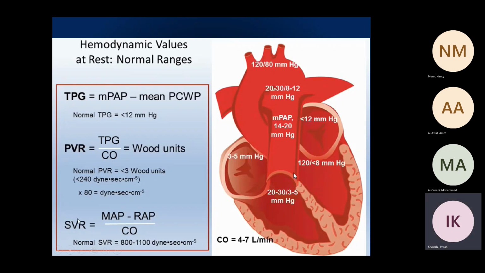Now the SVR: you calculate the SVR by your upstream pressure, which is mean arterial pressure, and your downstream pressure, which is right atrial pressure. So the pressure gradient over the cardiac output multiplied by 80 gives you the SVR in dynes. Normally it will be less than 1100, 800 to 1100. And then your cardiac output normally is 4 to 7, 4 to 8 liters.